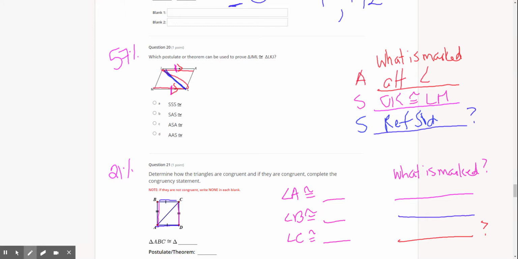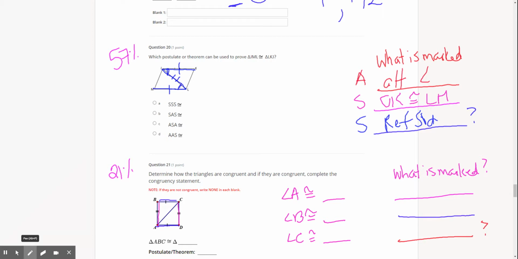So is angle side side a thing? This is what makes this one hard. So what else can I mark? I've marked the angles, right? I've marked the sides. Can I mark anything else?